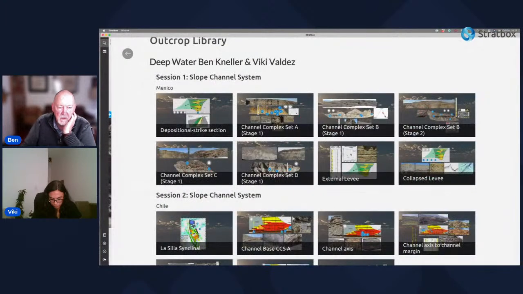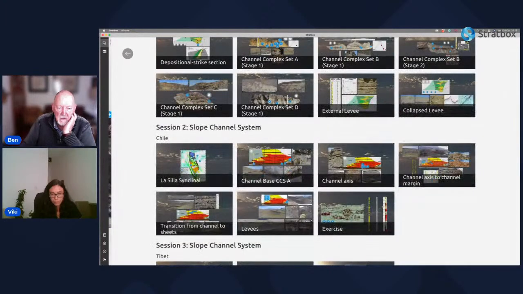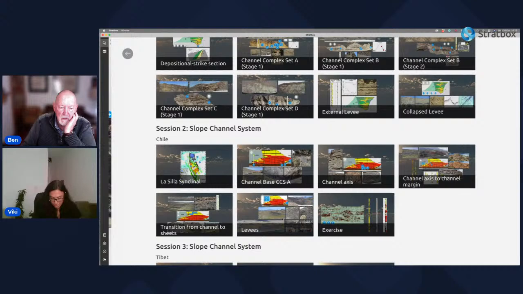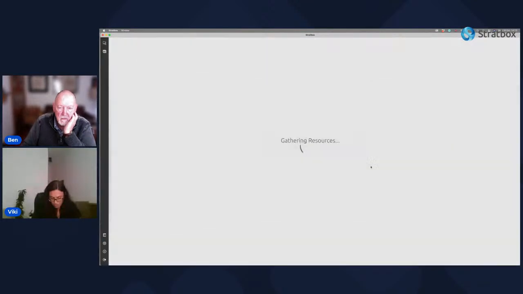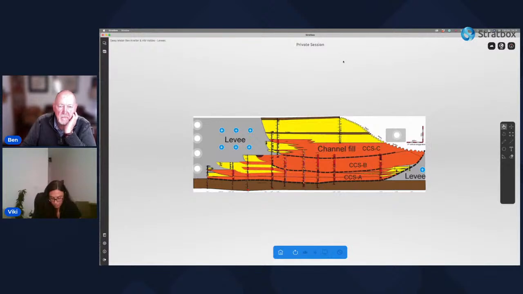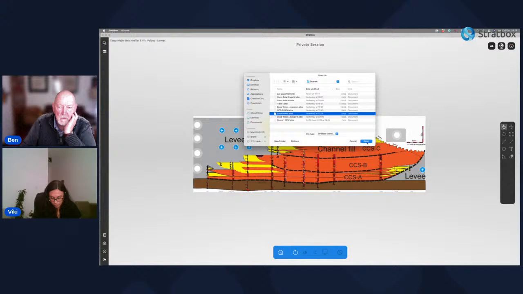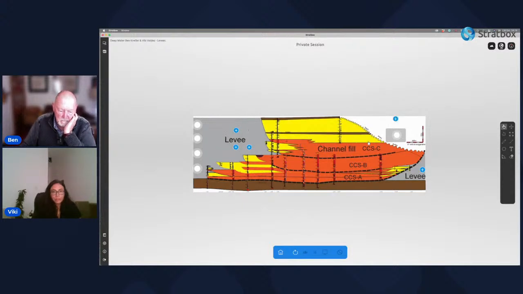Switch back to Stratbox. So this is a composite section through this system, and it has a broadly similar architecture to the one we've just looked at in Mexico.